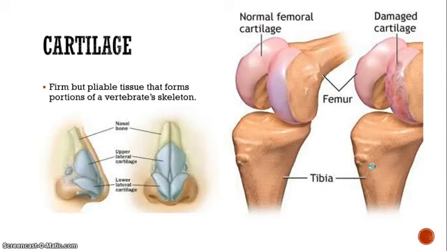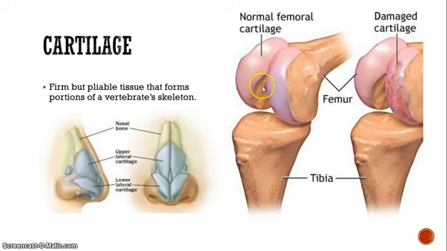Cartilage is a firm but pliable tissue that forms portions of a vertebrate skeleton. Cartilage is found at the ends of the long bones, in the ear, the nose, within the vertebral column, and elsewhere throughout the body. Here you see the nose, and you have the bone up here, and then you have the upper lateral cartilage, and this is a little bit stronger than this lower lateral cartilage. So if you touch your nose and you try to move the upper part, it's a little more tough to move, but as you get lower, the easier it is to move.